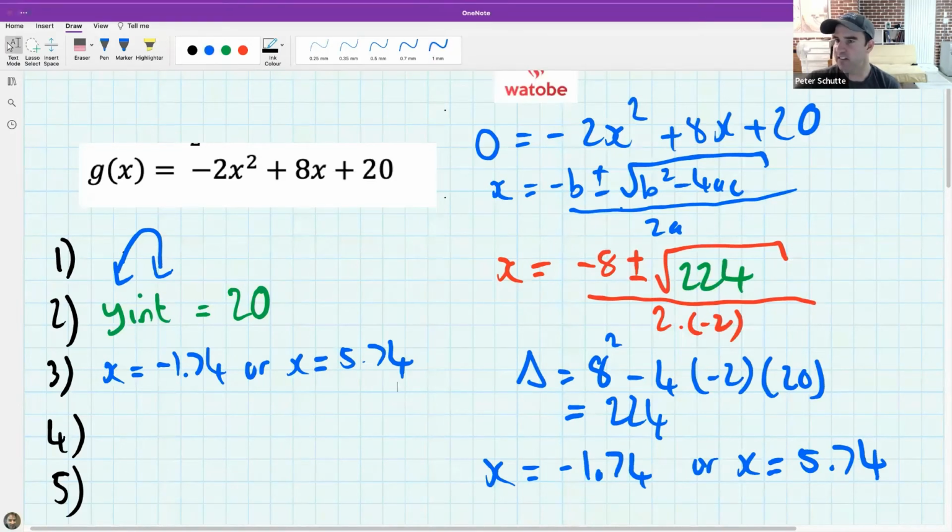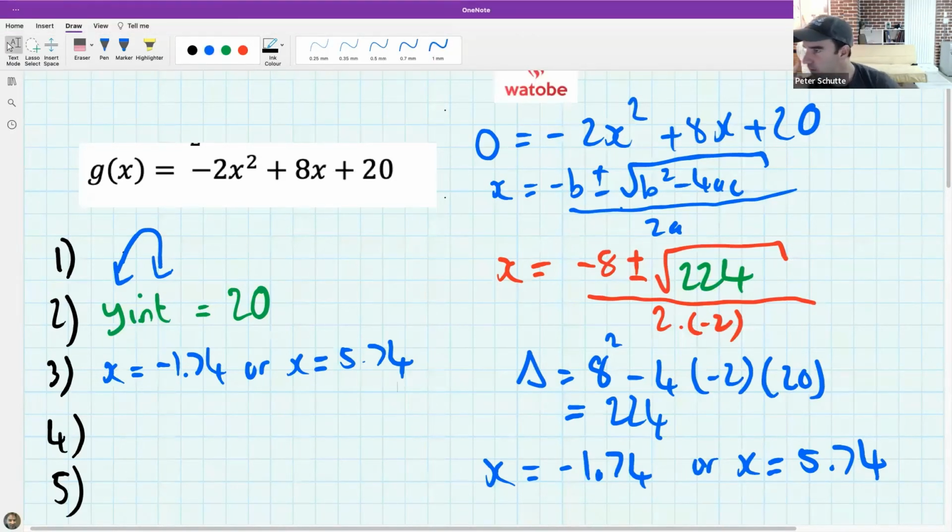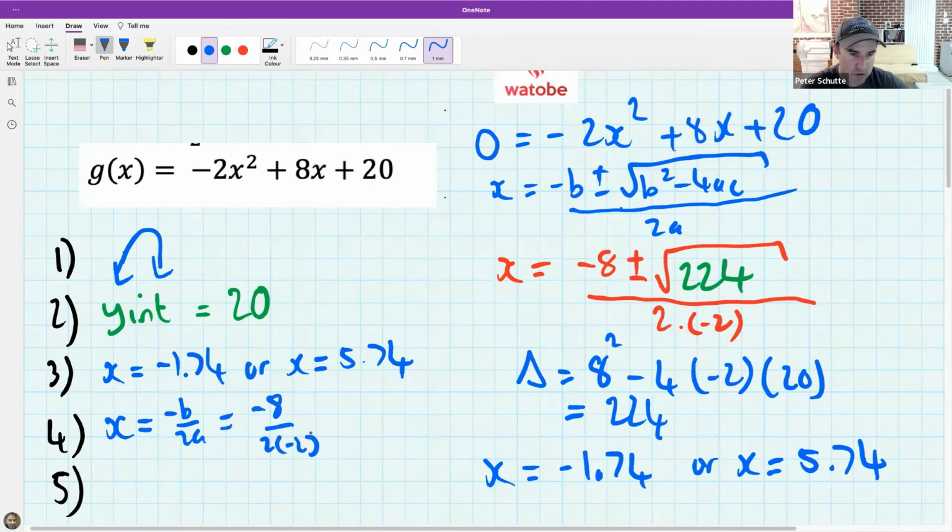What is my axis of symmetry? So minus b over 2a is -8 over 2 times -2. So I get -8 over -4. I get 4. No, I'm lying. Sorry. I get 2. I get 2.